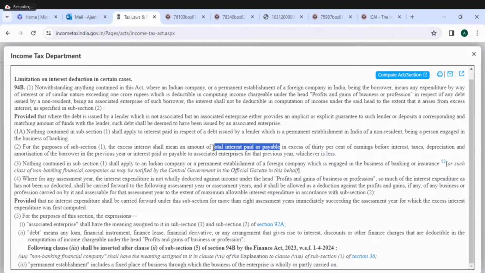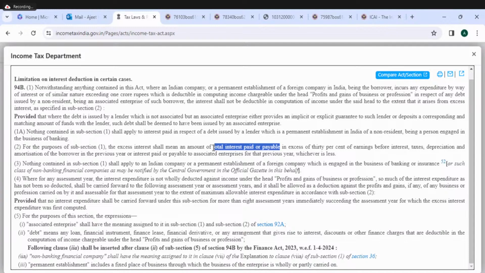Suppose your EBITDA is 200 and you are paying interest of rupees 90 lakhs. The maximum interest that will be allowed is 30% of EBITDA. 30% of 200 lakhs means 60 lakhs, and actually you are paying 90 lakhs. So 60 lakhs would be allowed and the remaining 30 lakhs would be disallowed.